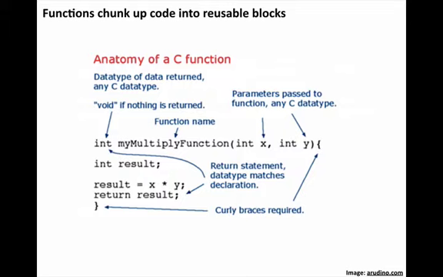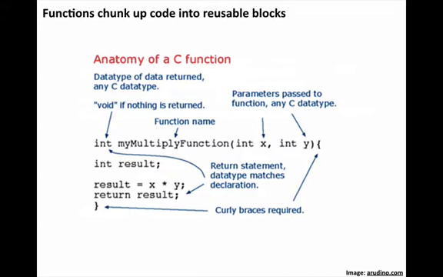This is the breakdown of a function. You see that at the beginning, we have to declare what the function is going to return, in this case an integer. You can say void, but I encourage you to always return something, even if it's just a 1 or a 0, to say whether the function succeeded or not. Then a function name, in this case my multiply function, and the parameters that we're going to pass to it, in this case an integer x and an integer y.